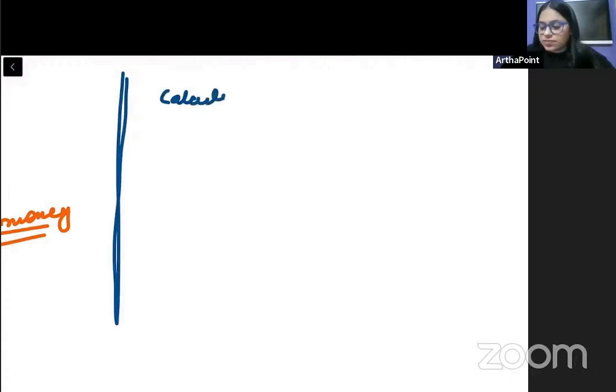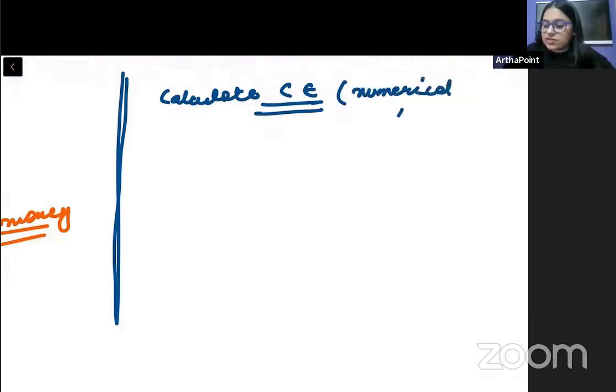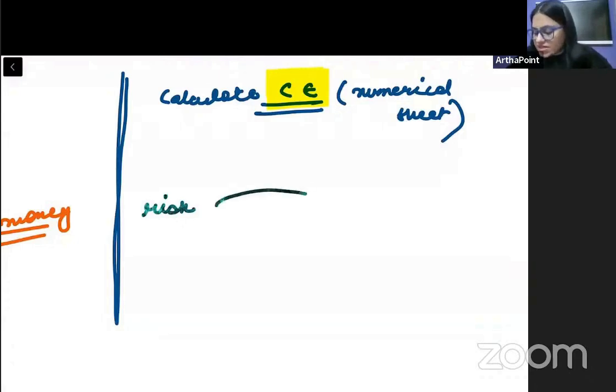Now, the next thing that can be therefore asked in exam is calculate certainty equivalent. Right. Again, I want you to practice the numerical sheet today itself. There is a question on certainty equivalent in the numerical sheet. What was certainty equivalent saying? Certainty equivalent says that, look, if a person is taking risk, then he is getting some utility.